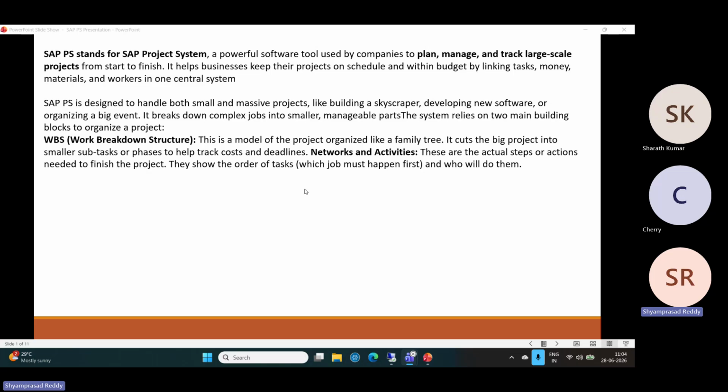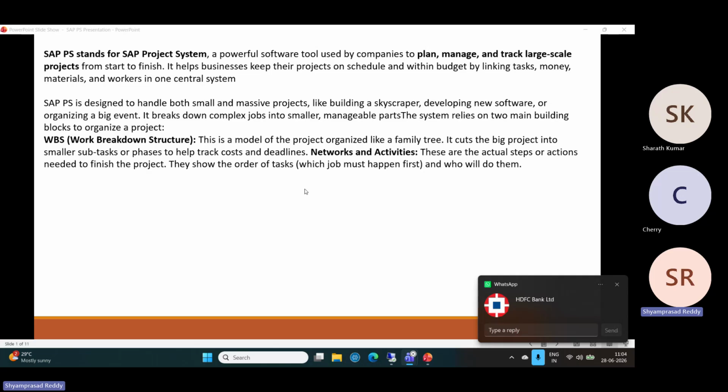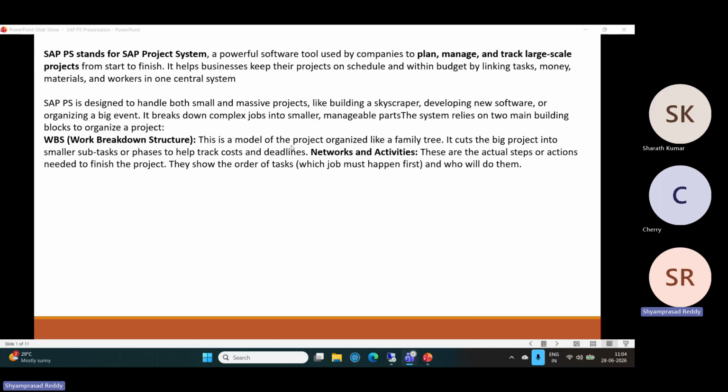Okay. Next, the project system is designed to handle both small and massive projects. Do you know what a small project is, and what a massive one is? There is a construction project. Like a small project, there are big projects, like building skyscrapers, developing new software, or organizing a big event. It breaks down a complex job into smaller manageable parts.